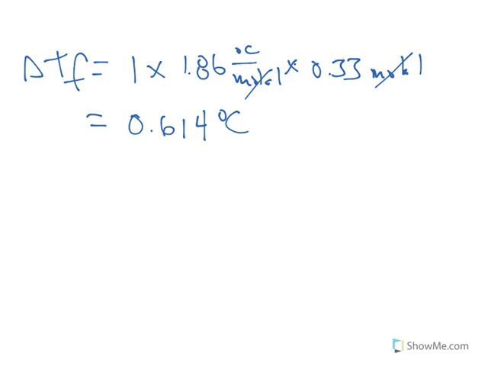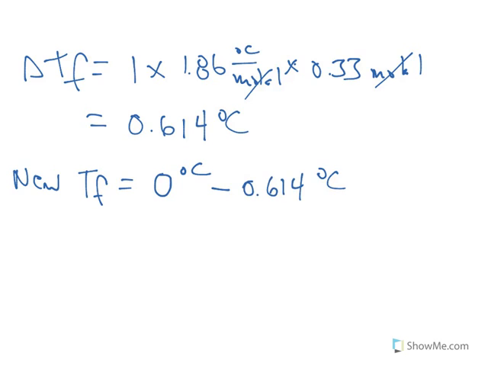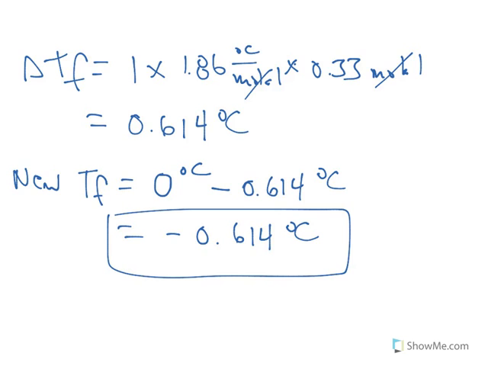Now again, be careful. That's not my freezing point. My new freezing point is going to be that number subtracted from the original freezing point. Why is it subtracted? It's because it's freezing point depression. So water has a freezing point of 0 degrees C, and I'm going to depress it 0.614 degrees C. So 0 minus 0.614 is negative 0.614 degrees C. That is my new freezing point for water.